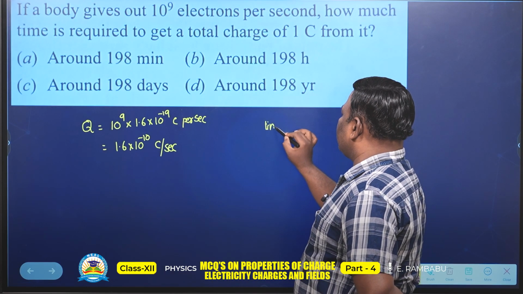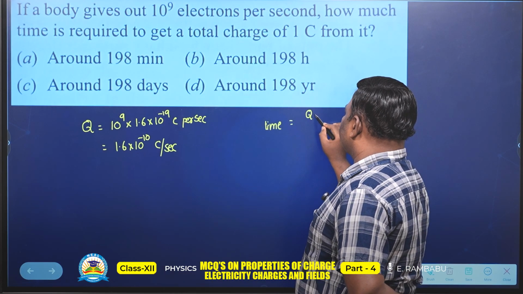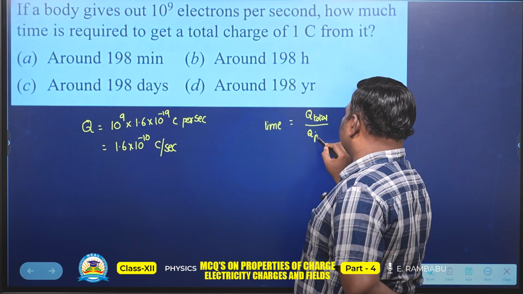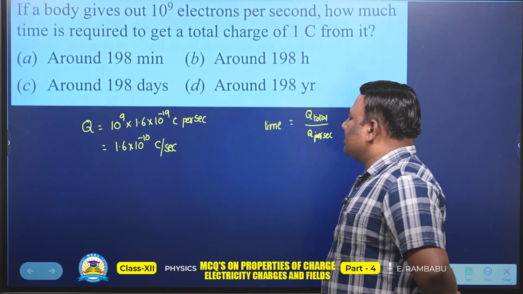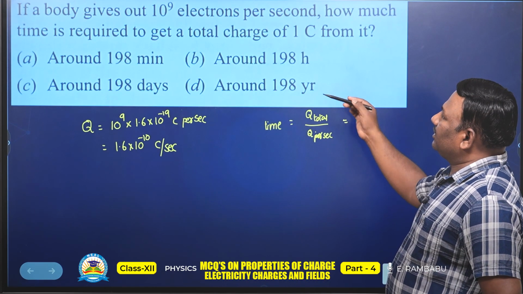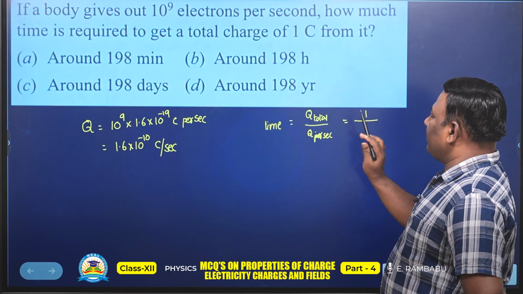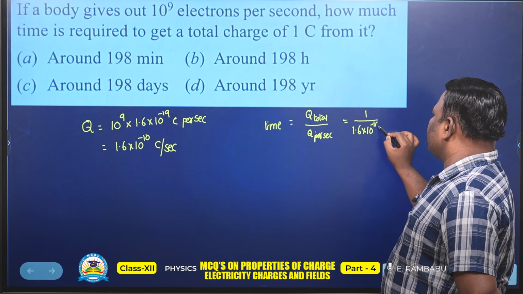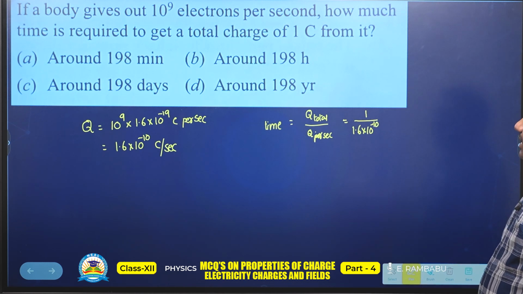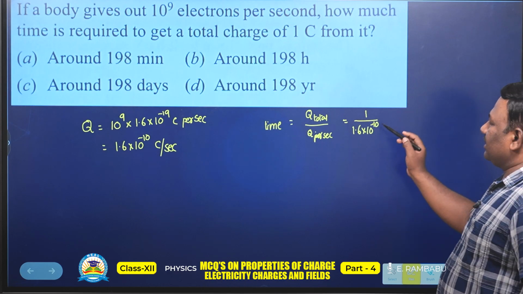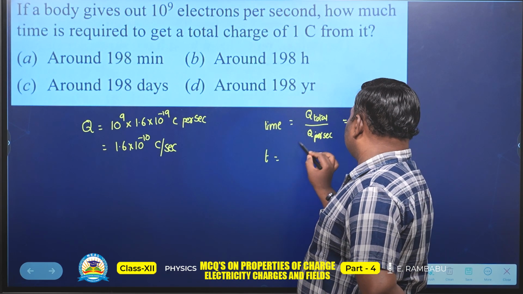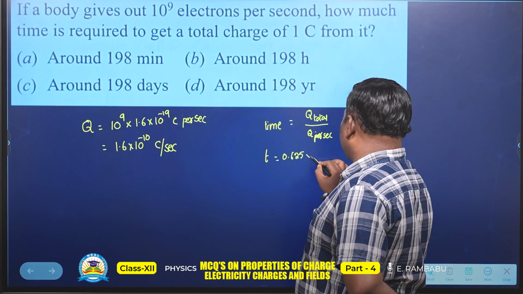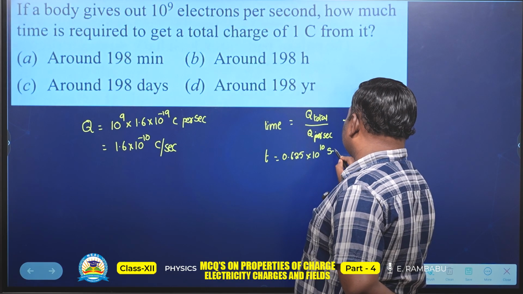The time is nothing but total charge divided by charge per second. Here the total charge is 1 coulomb, divided by the charge per second, which is 1.6 into 10 to the power minus 10. So the time required is 10 to the power 10 in the numerator, and 1 by 1.6 is 0.625, so 0.625 into 10 to the power 10 seconds.